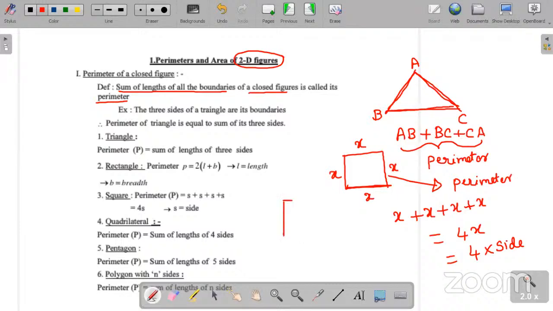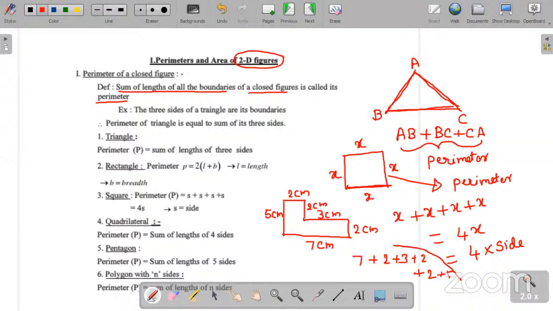For example, if the figure is like this, what is the perimeter of this one? Suppose this is 7 centimeters, this is 2 centimeters, this is 3 centimeters, this is 2 centimeters, this is 2 centimeters, and this is 5 centimeters. So what is its perimeter? 7 plus 2 plus 3, plus 2 plus 2, and plus 5. So the total sum is the perimeter of this kind of figure. I hope it's very clear to you.